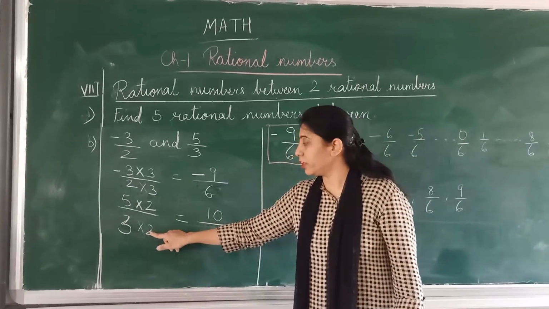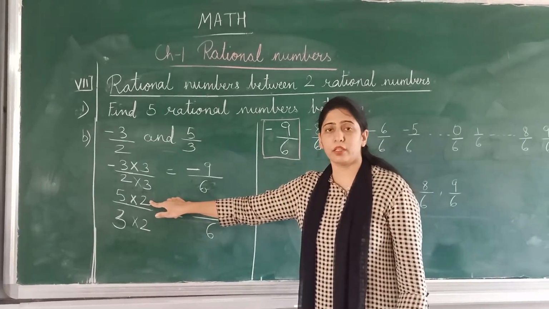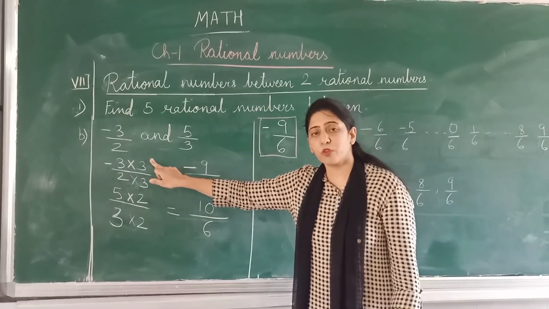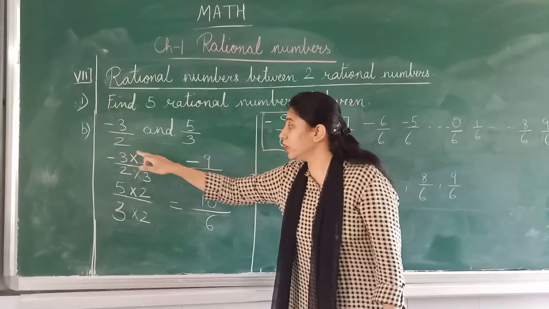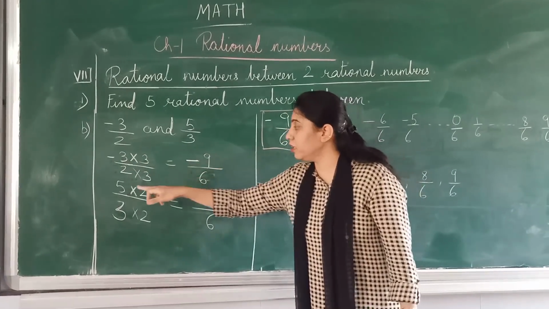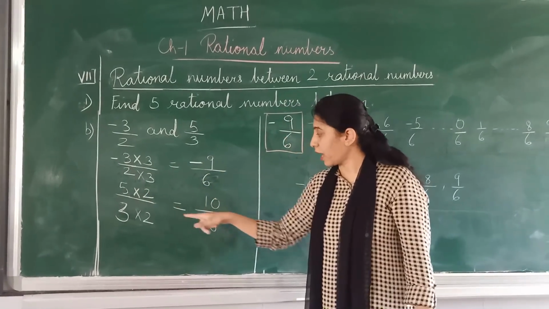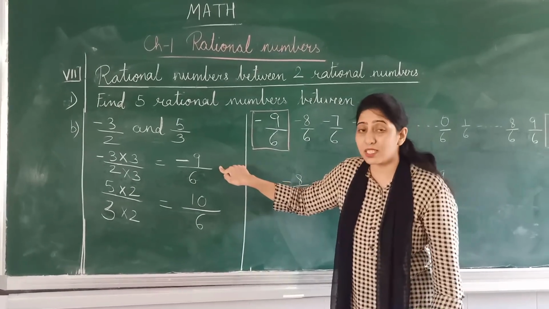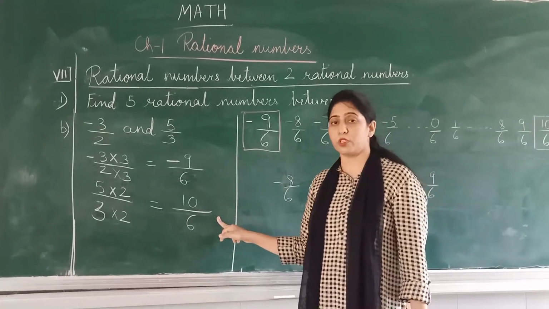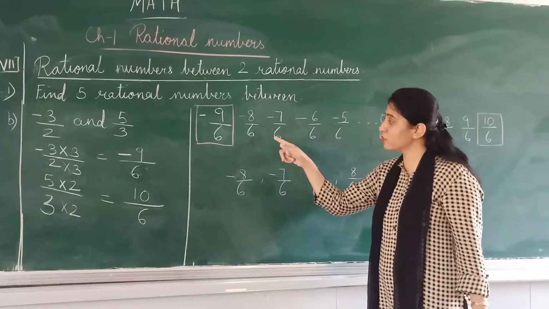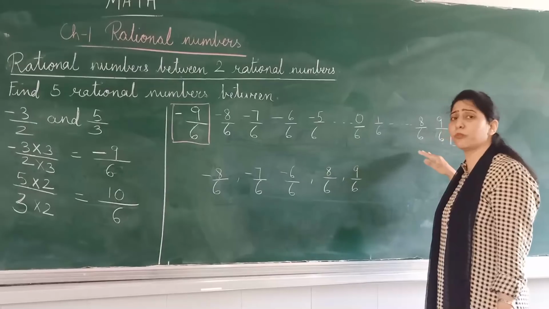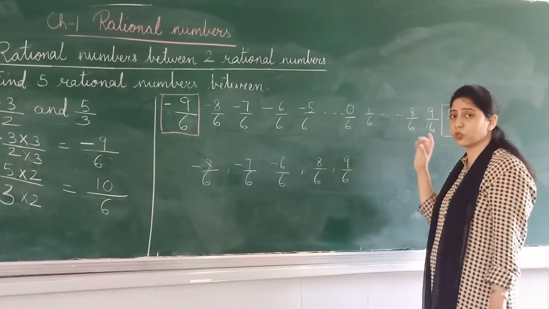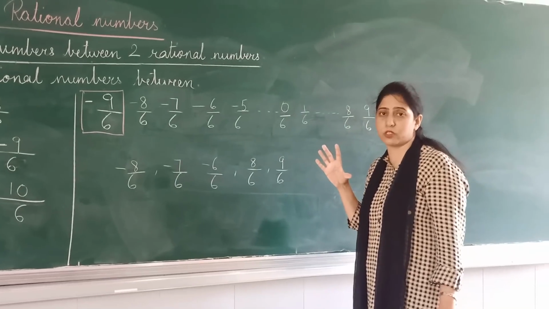So if you have multiplied with 2, the same number you have to multiply in the numerator. If you have multiplied with 3, the same number you have to multiply in the numerator. So 3 3s are 9, that is minus 9. 5 2s are 10 and 3 2s are 6. So now you have to list the rational numbers between minus 9 upon 6 and 10 upon 6. There will be many rational numbers between them till you reach 10 upon 6. So you can choose 5 rational numbers from there.